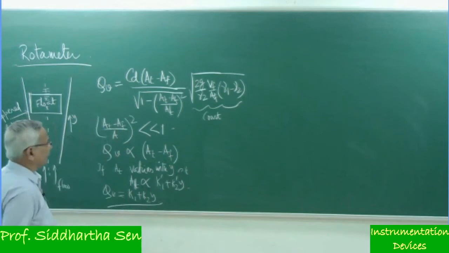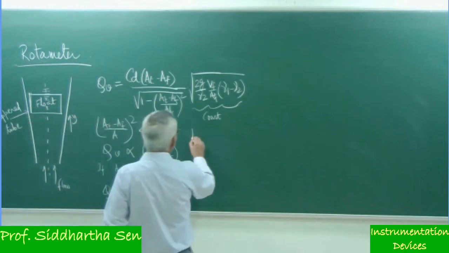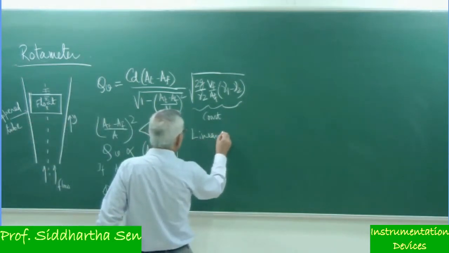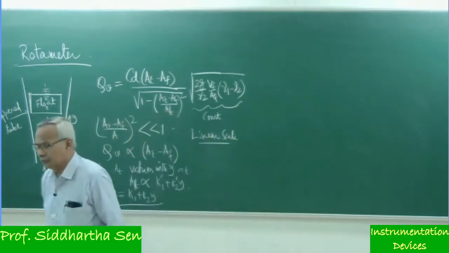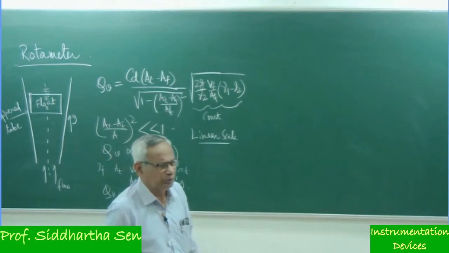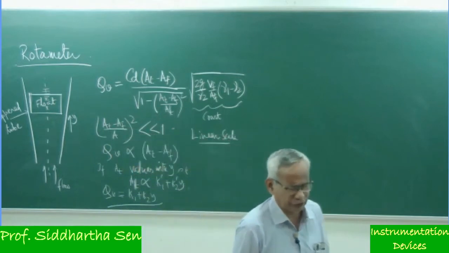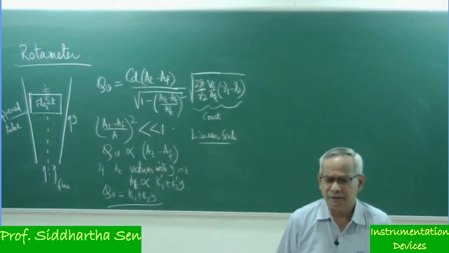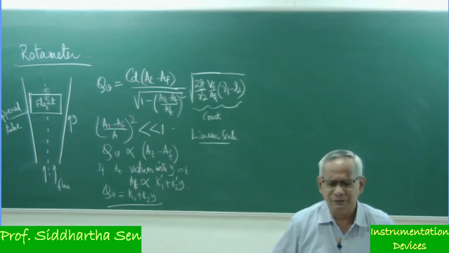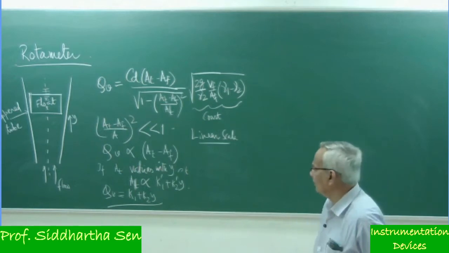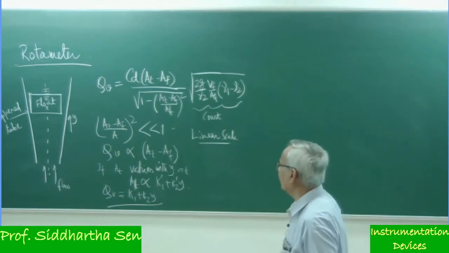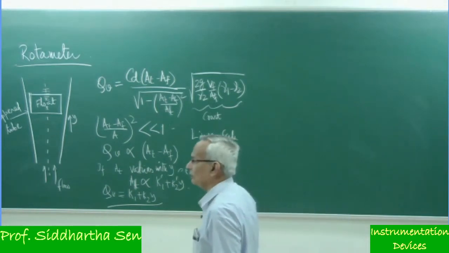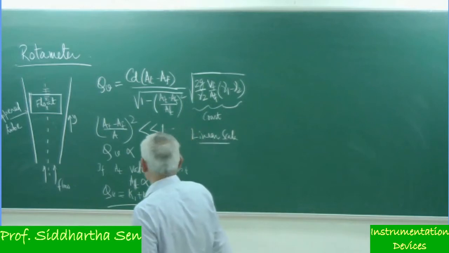So what we said that is important is the linear scale. That is the very important thing, and we need not do complicated operations like square rooting, measuring the differential pressure, all those things. But definitely this is less accurate compared to the earlier ones, but it is easy to visualize the flow rate there.